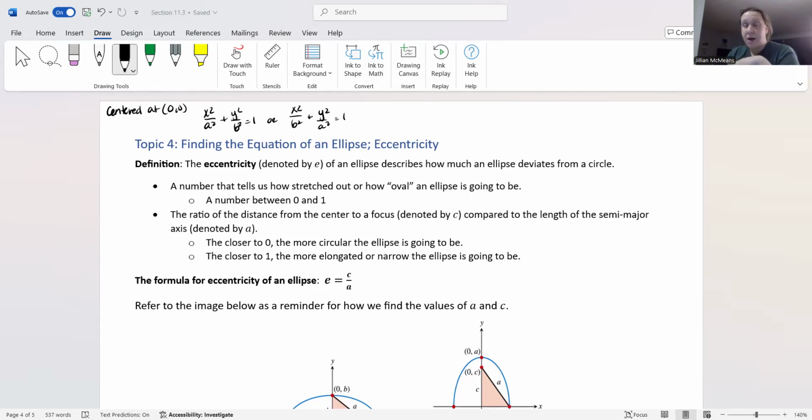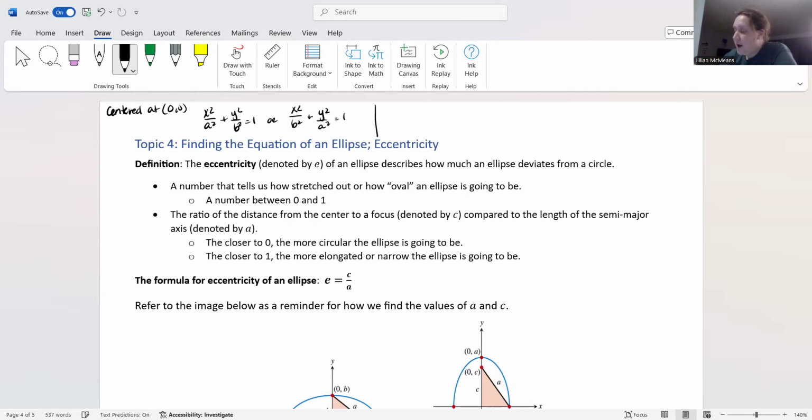And the larger denominator, whatever variable it's attached to, is going to indicate how this ellipse is oriented. So if the larger denominator, a squared, is attached to x, we're going to have a horizontally oriented ellipse. Okay, so we would have a major axis that is horizontal and a minor axis that is vertical. If the larger denominator, a squared, is attached to the y, we're going to have a vertically oriented ellipse. So that means the major axis is going to be vertical and the minor axis is going to be horizontal. Okay, so that really does matter.